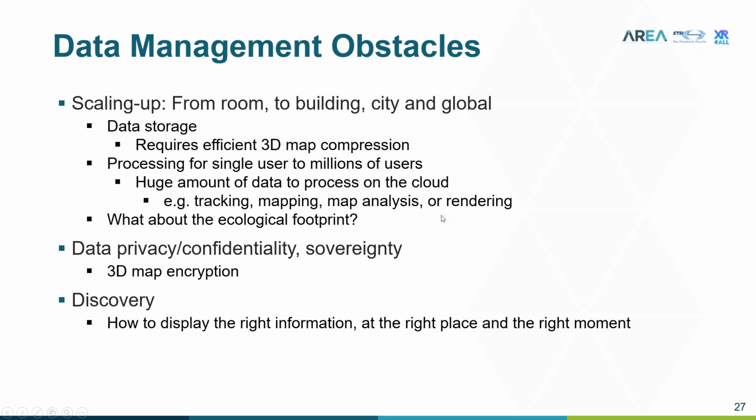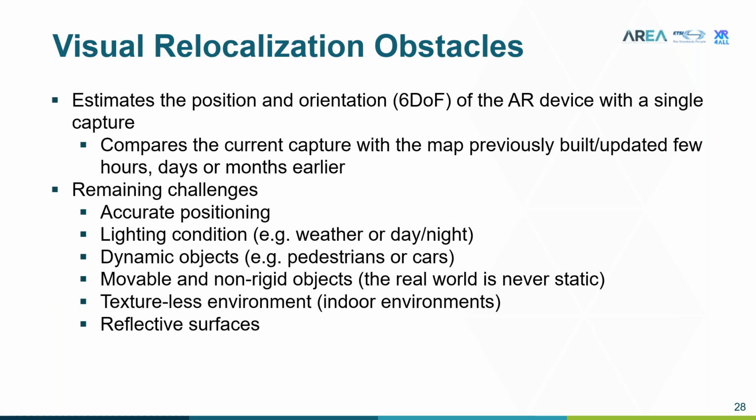There is also some obstacle related to computer vision, and more precisely to visual relocalization. So what is relocalization? It's typically the task to initialize the augmented reality system. When your device is starting, you capture the first images, and you have to understand where you are with a lot of accuracy, so to understand the position and orientation of your device. Of course, you have the GPS, but it's not accurate enough.